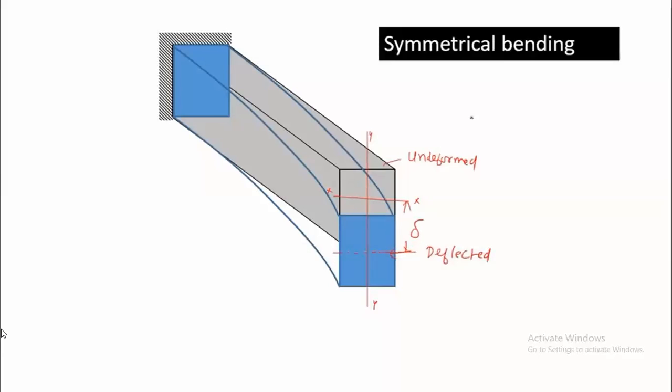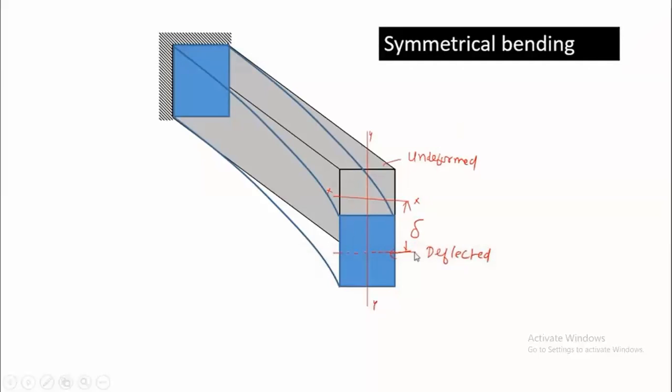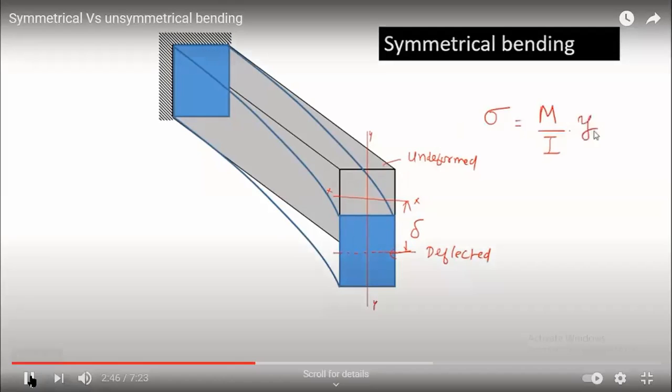If you want to find the stresses anywhere in the cross section, at any point, you can use the simple bending equation, sigma is equal to M/I into y, right? So this is the pure bending equation which we derived in your Strength of Materials 1, isn't it?